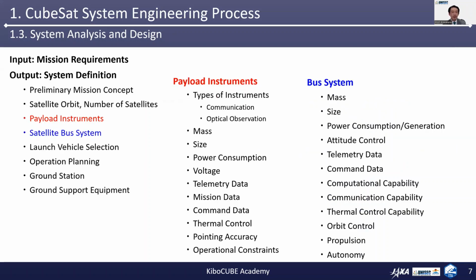In this slide, I have summarized the engineering aspects of system analysis and design as the next step. The input of this activity is the mission requirements defined in the previous process, and the output is the system definition as mentioned in the previous slide. The system definition includes the preliminary mission concept, satellite orbit, number of satellites, payload instruments, satellite bus systems, launch vehicle selection, operation planning, ground station, ground support equipment, and so on.